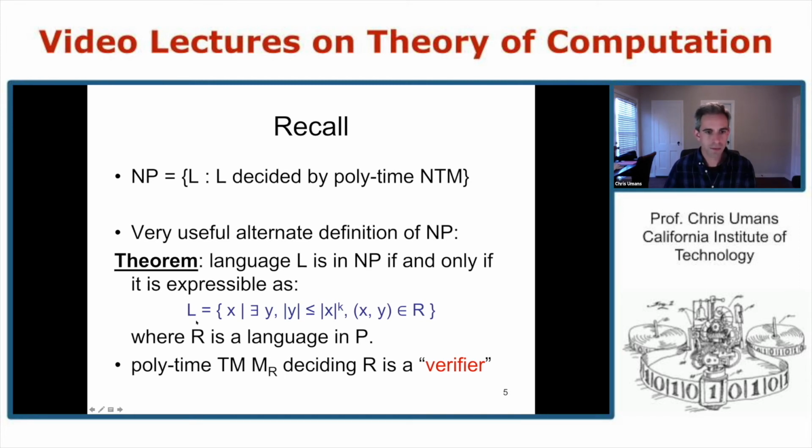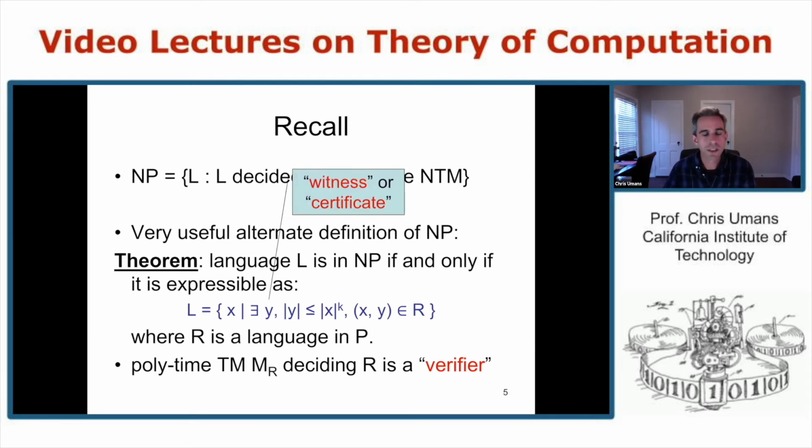So a language that's in NP is expressible as those strings x for which there exists a y such that xy is in R, where that's something you can decide in polynomial time. And that's a nice thing because it doesn't make reference to non-determinism. It just talks about polynomial time computation, which is easier to think about. Okay, and if you actually wrote down a Turing machine that decided that language R, you might call it M sub R. That's sometimes referred to as a verifier because it does this checking to see if xy is a member of R.